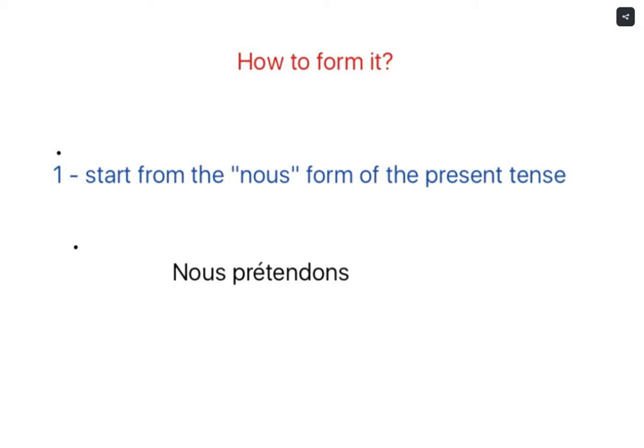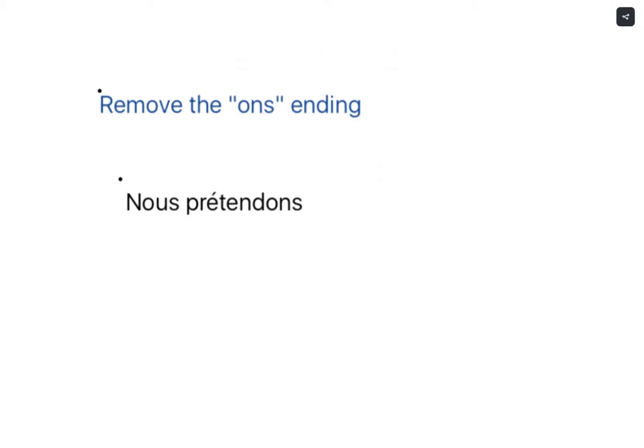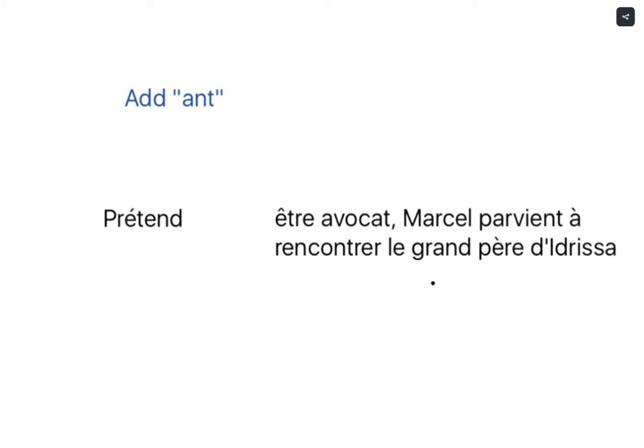So how do you form it? You start from the "nous" form of the present tense of the verb you require. For example, nous prétendons. You then remove the -ons ending, and you add the -ant ending. So, prétendant être avocat, Marcel parvient à rencontrer le grand-père d'Idrissa.